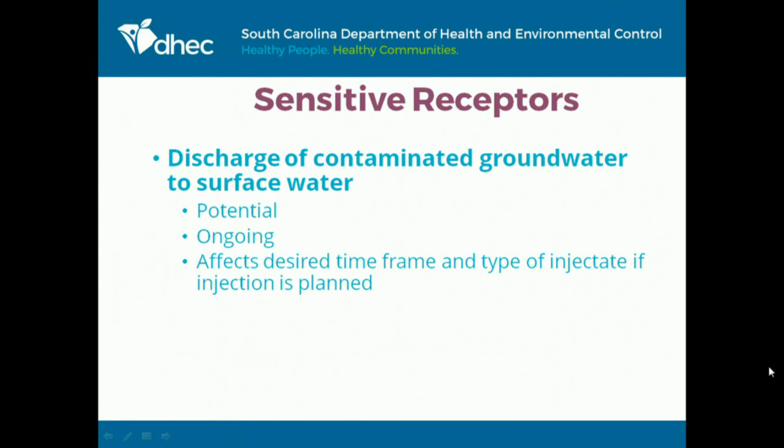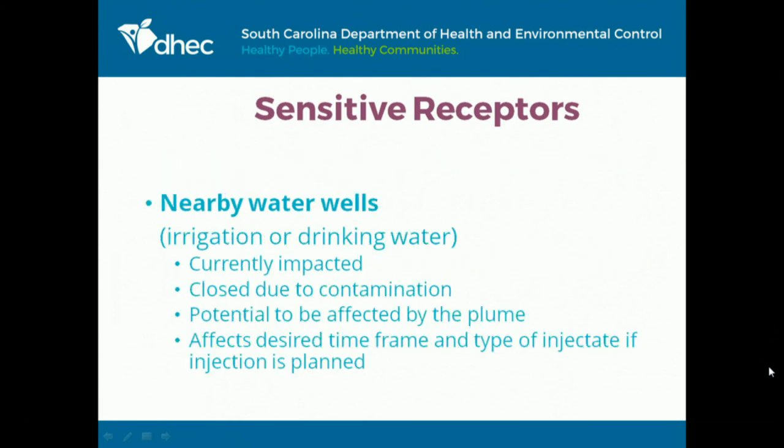Of course, the other obvious thing is nearby water wells. Irrigation or drinking water, both can be of concern. If they're currently impacted, definitely high priority for getting something done quickly. I had a site, this decision tree is version 2. I saw how the first decision tree was used, and I realized that some things needed clarification.